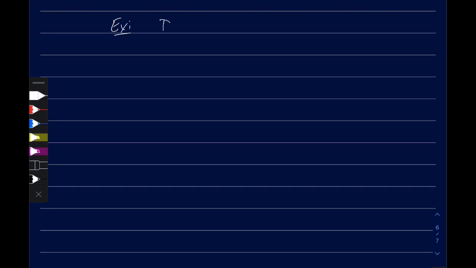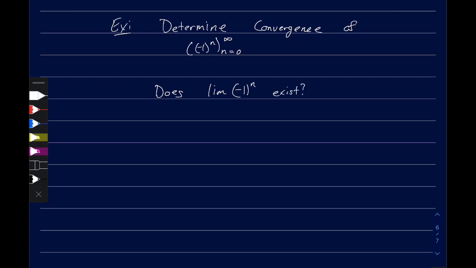So let's take a look at the example. We want to determine the convergence of the sequence (-1)^n, as n goes from 0 to infinity. So we just want to know, does the limit of (-1)^n exist?